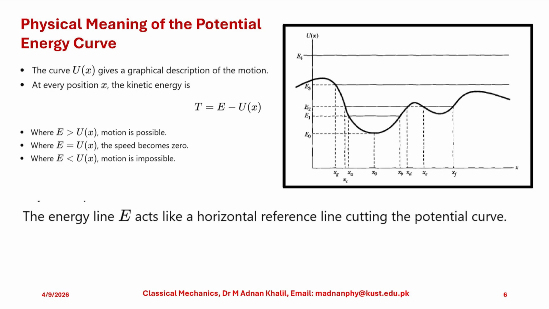So the energy line acts like a reference line or reference level. Below that line, the particle can move. Where the curve rises above the energy line, that region becomes inaccessible, and that is why potential energy diagrams are useful. By just looking at the graph, one can say whether the particle is trapped, free, oscillating, or escaping.